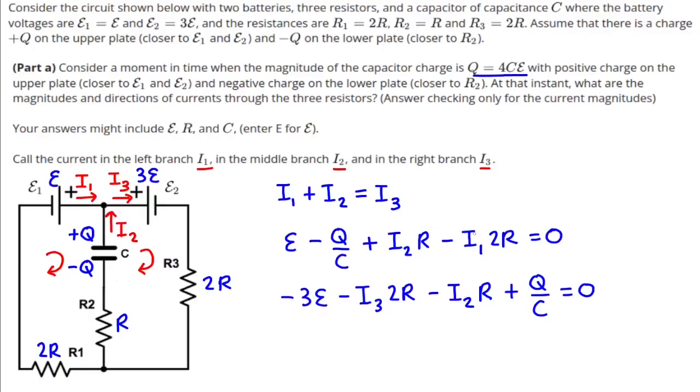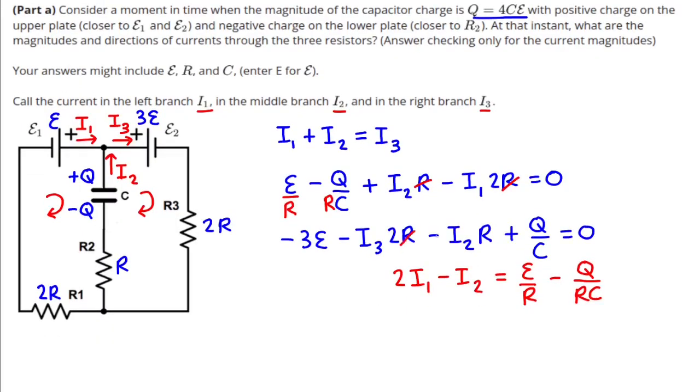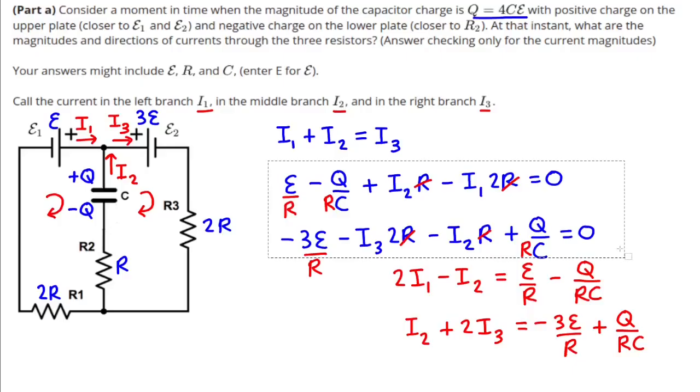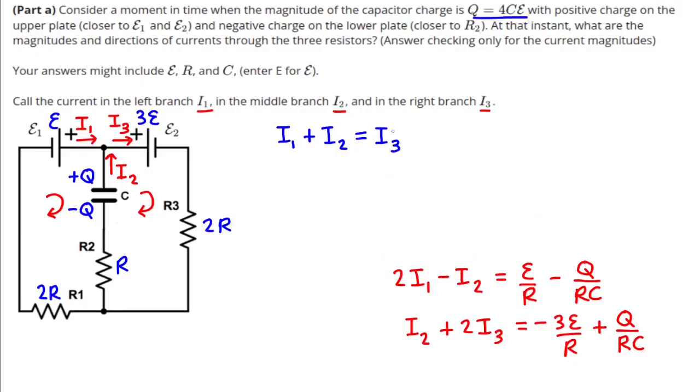And now we can simplify this equation, so if we divide through by R, and take the currents to one side of the equation, we have 2I1 minus I2, so that's equal to epsilon over R, minus Q over RC. And similarly, if we divide through by R, and take the currents to the other side, we have I2 plus 2I3 is equal to minus 3 epsilon over R plus Q over RC. And now let's make a bit of space. We will substitute for I1 and I3 in the conservation of charge, because we can write I1 in terms of I2 and I3 in terms of I2.